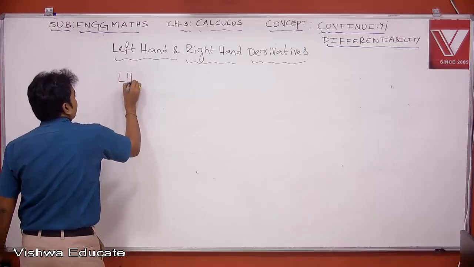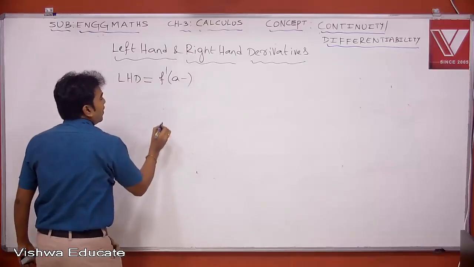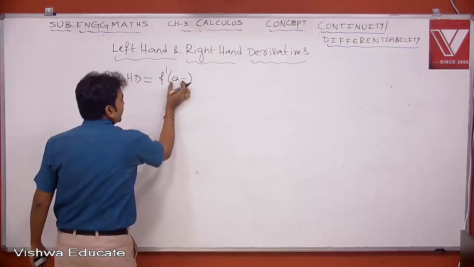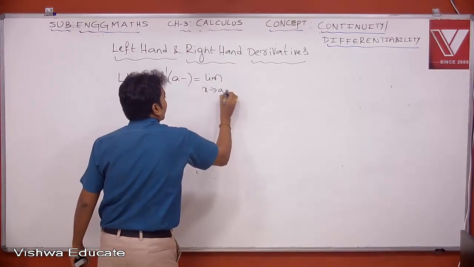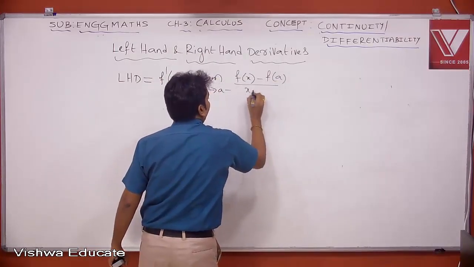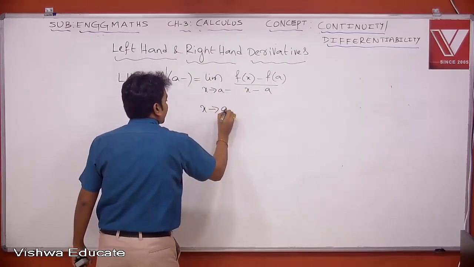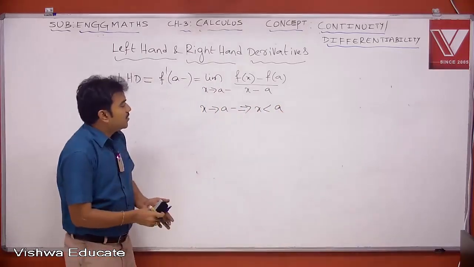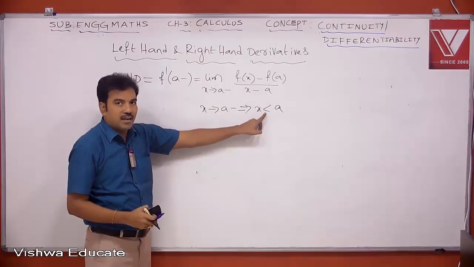Let us see what is LHD. The notation of LHD is f dash of a minus. As we mentioned earlier, a minus means we are approaching a from the left side. So this is the notation for LHD, and this is given by limit x tends to a minus, f of x minus f of a divided by x minus a. Now how to evaluate this limit? As x tends to a minus, x value is less than a. Now simplify the function f of x when x is less than a.